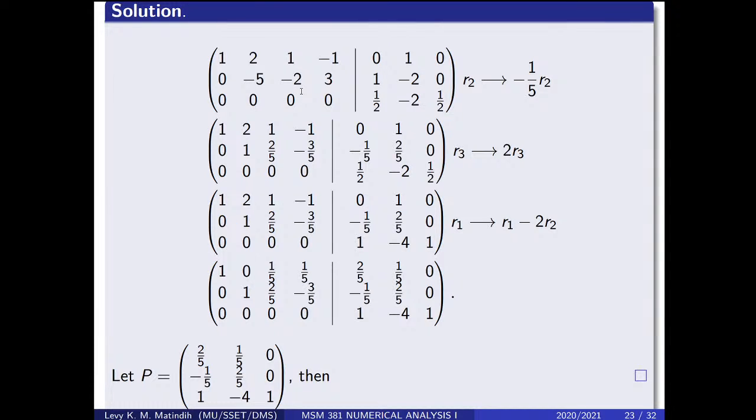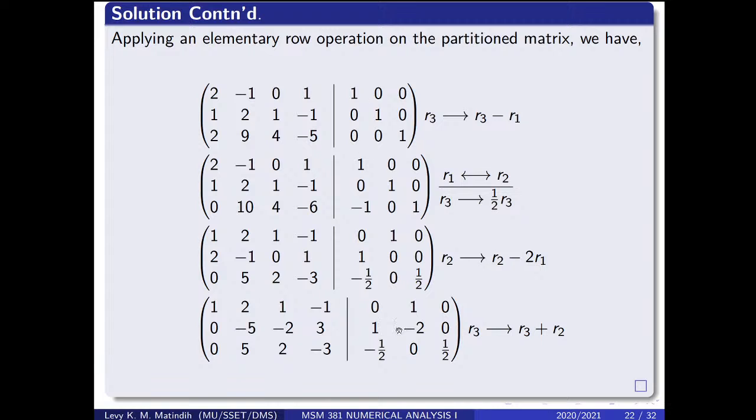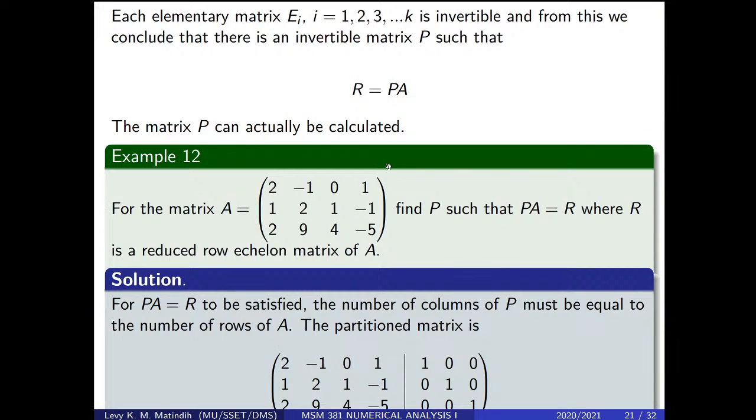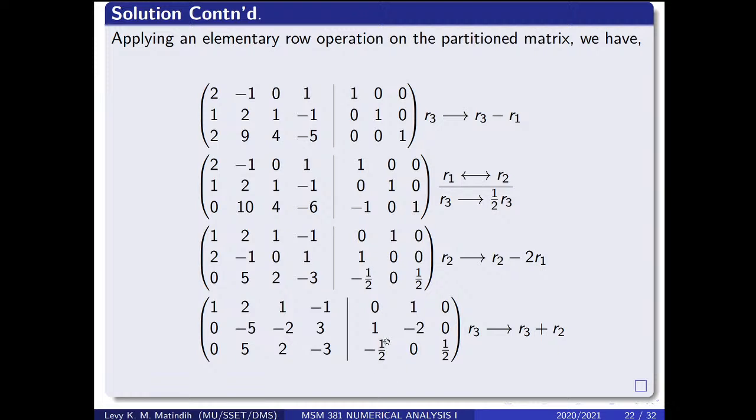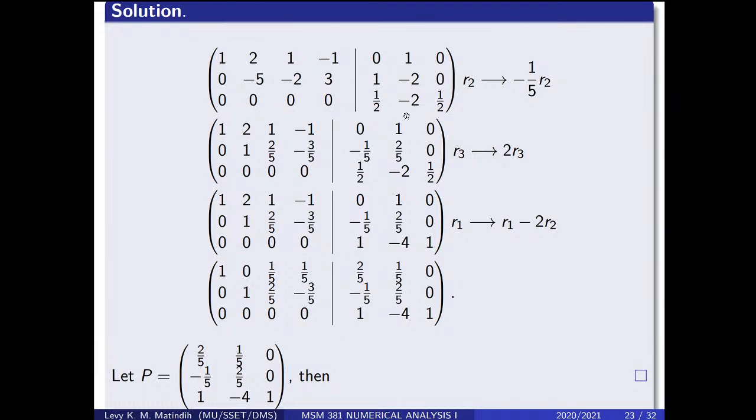Again, if we apply the same operation on the right hand side of this partition, what we are going to get is this right hand side of the partition with 0, 0, 1, because if you check, negative 1 over 2 plus 1 to give us half, 0 plus negative 2 to give us negative 2, half plus 0 to give us a half, which is this.